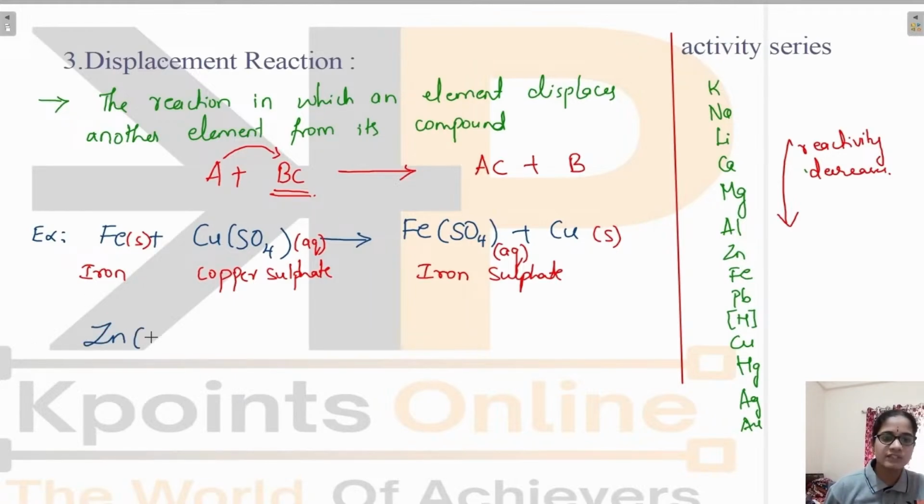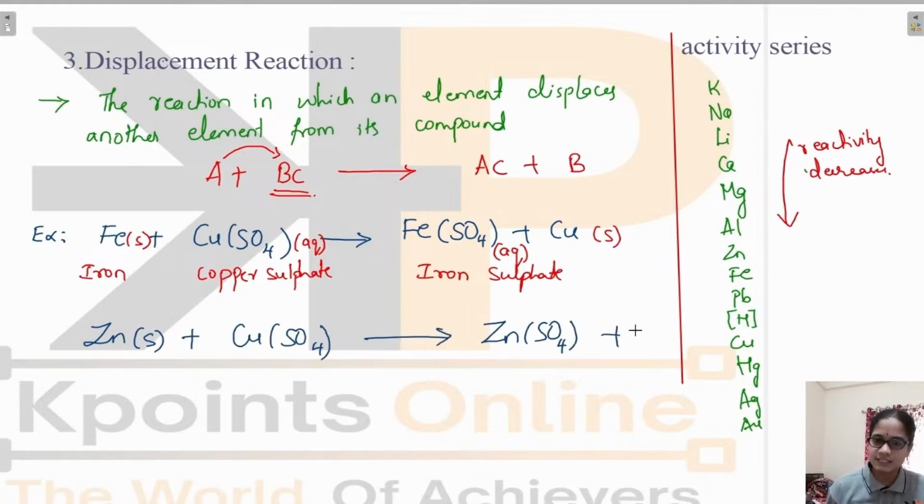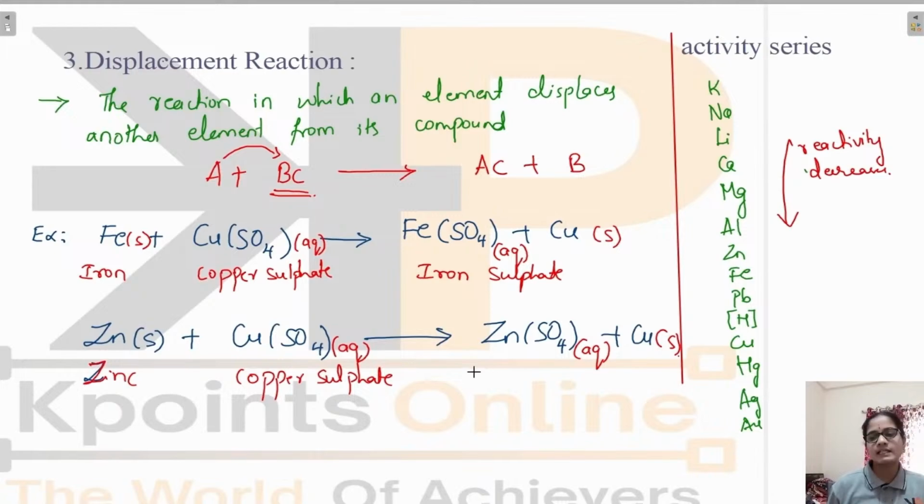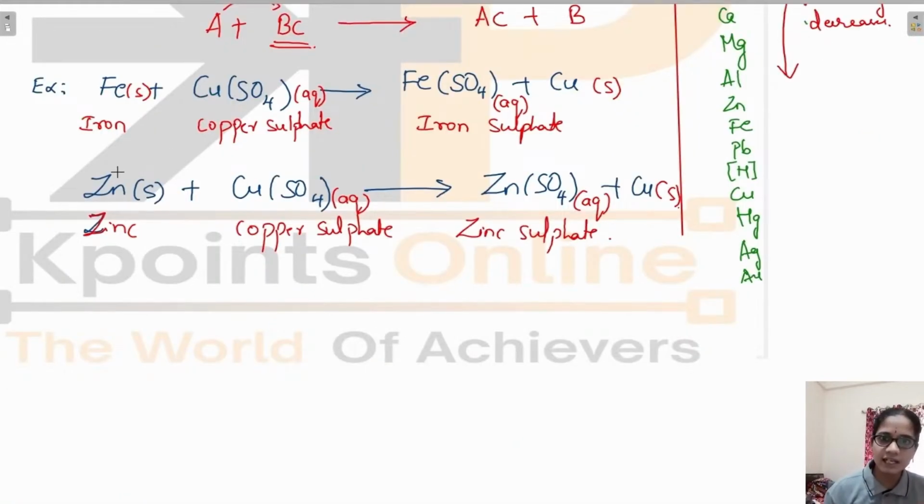Zinc also reacts with copper sulfate solution to form zinc sulfate plus copper. It is zinc. This is copper sulfate. Yes, then zinc sulfate is formed. Here also see, the zinc element has displaced copper from its solution, that is copper sulfate solution, to form zinc sulfate and copper. Okay. Also lead reacts with copper chloride to form lead chloride plus copper.